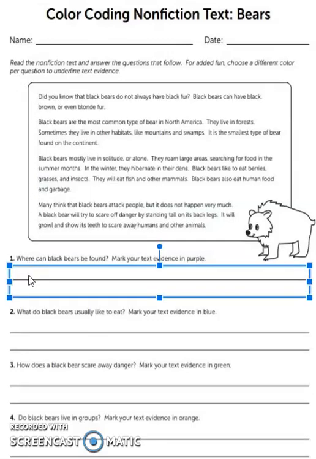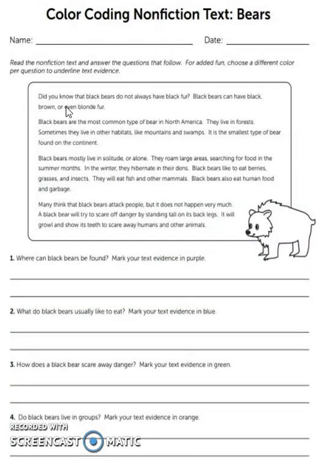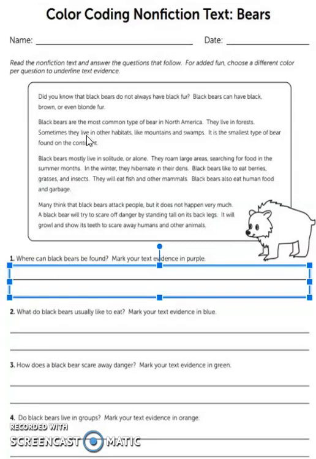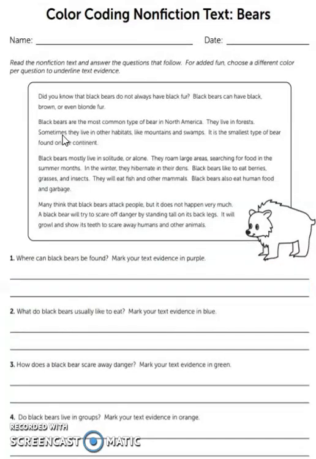So where can black bears be found? I need to think about where it says stuff about the location of black bears. In the first paragraph, it's really talking about the color of the fur. I didn't know that, but that's not relevant to question 1. Nothing about the color of the fur has anything to do with where they're found. Here in paragraph 2, it says they're the most common type of bear in North America. I like how it actually tells you.